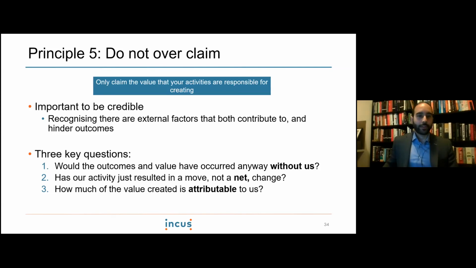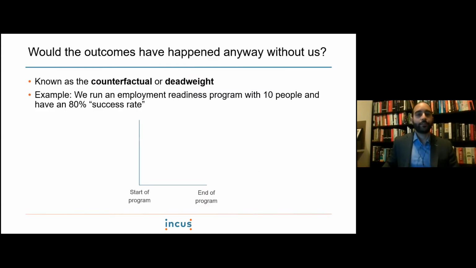So this is probably not too unfamiliar to people who've done some evaluation work, but I'll work through a couple of examples to show how it does apply in social value as well. So what would have happened without us? People refer to this as the counterfactual or deadweight in cost-benefit analysis terminology.